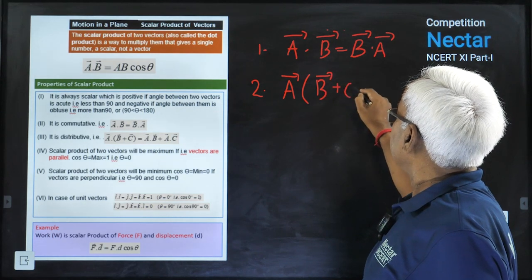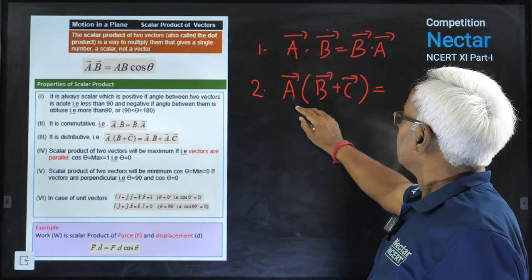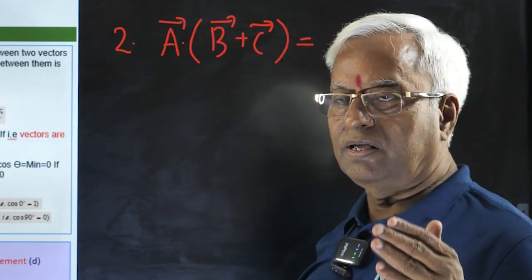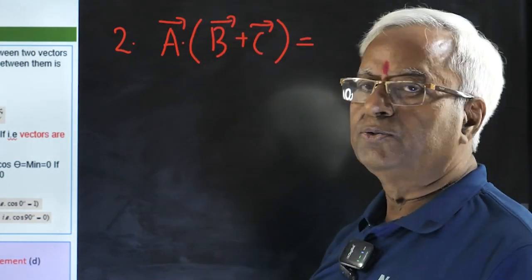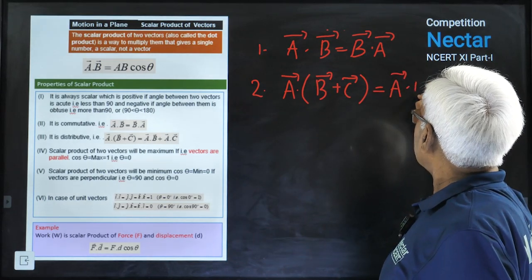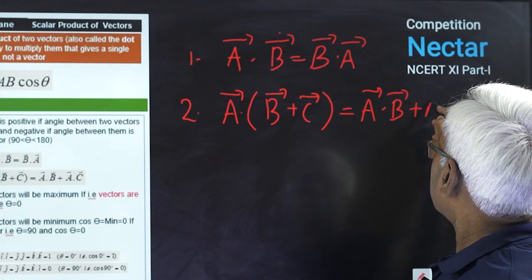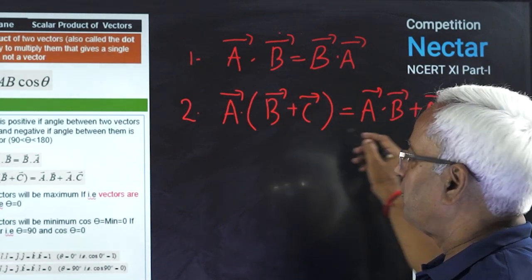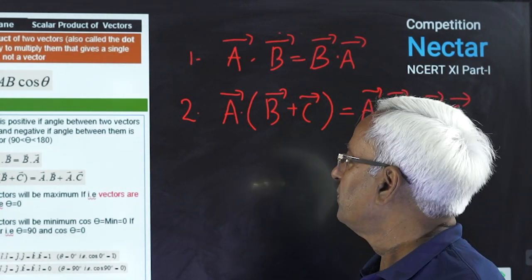Second, it is distributive. Distributive means you multiply, by the dot method, vector A with B plus C together. Then this will be split. It becomes A dot B plus A dot C. This property is known as distributive.